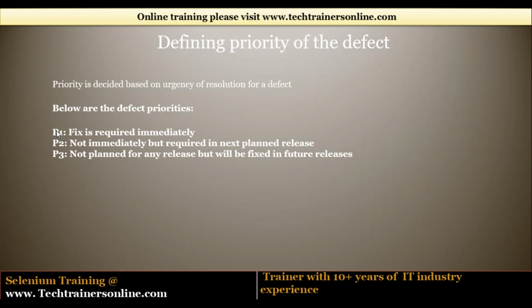And then P3 and P4 are normally not planned for any release, but will be fixed in future releases. Defects with P3, P4 priorities may not need to be fixed in the current release, but they will be considered after P1, P2 defects are fixed. These are the priorities. Any questions?